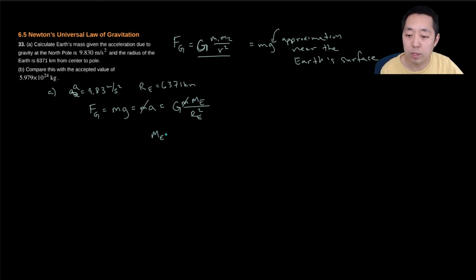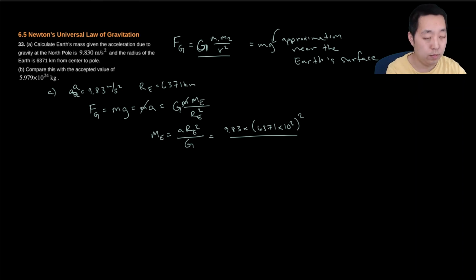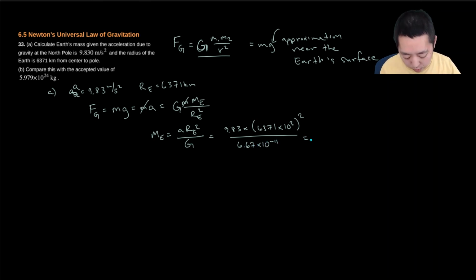And I can calculate the mass of the Earth by solving for it, and I get a times r_e squared over G. Now a is 9.83. The radius of the Earth is 6371, but I've got to put it in meters, so it's times 10 to the 3 meters, squared, divided by the universal gravitational constant, which is 6.67 times 10 to the minus 11. That would be 9.83 times 6371 E3 squared divided by 6.67 E minus 11. And that's 5.98 times 10 to the 24 kilograms. That is pretty close. I don't know what they want in comparison.